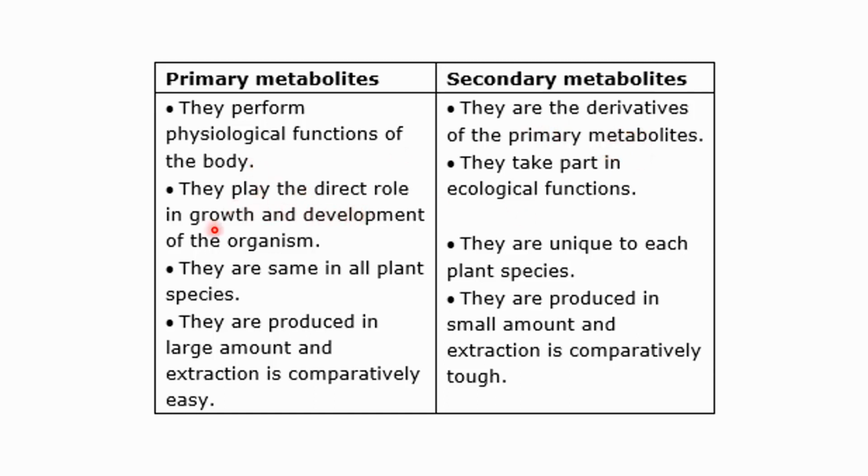Primary metabolites play the direct role in growth and development of the organism, while the secondary metabolites take part in the ecological functions. Primary metabolites are the same in all the plant species, while secondary metabolites are unique to each plant species. Primary metabolites are produced in large amount and extraction is comparatively easy, while secondary metabolites are produced in small amount by the plant cells and the extraction is comparatively tough as compared to the primary metabolites.